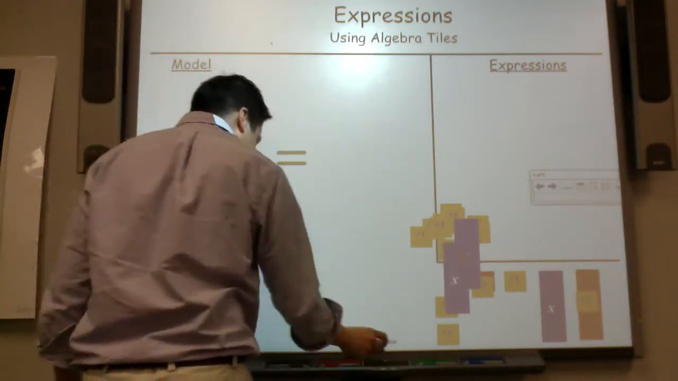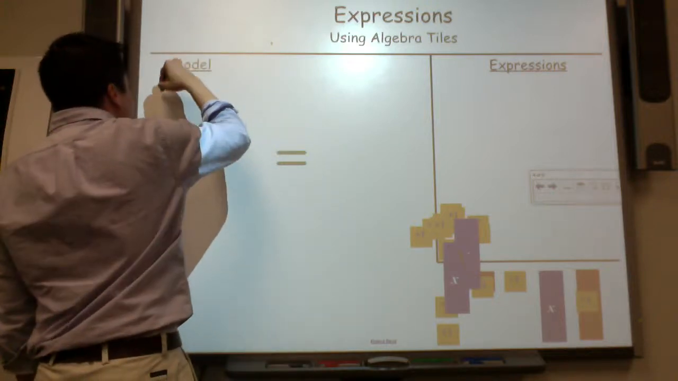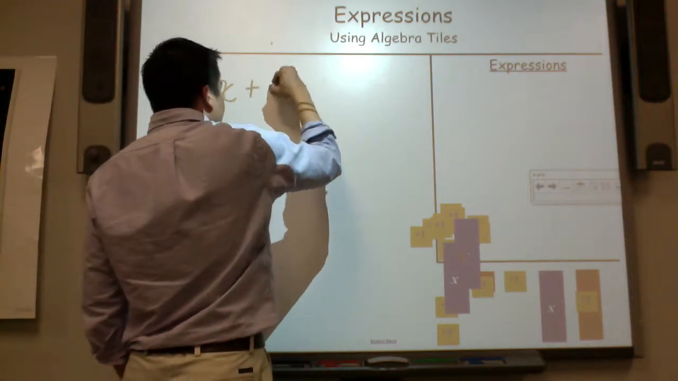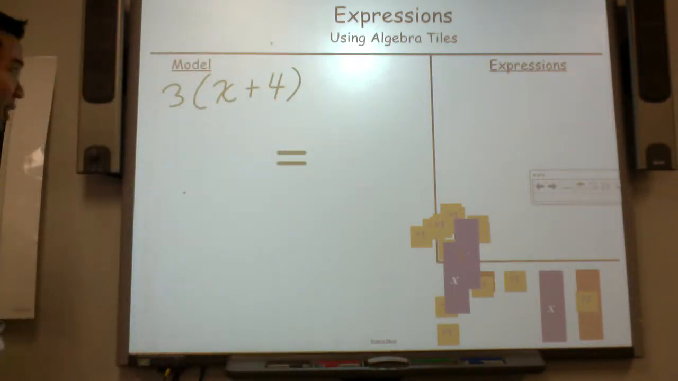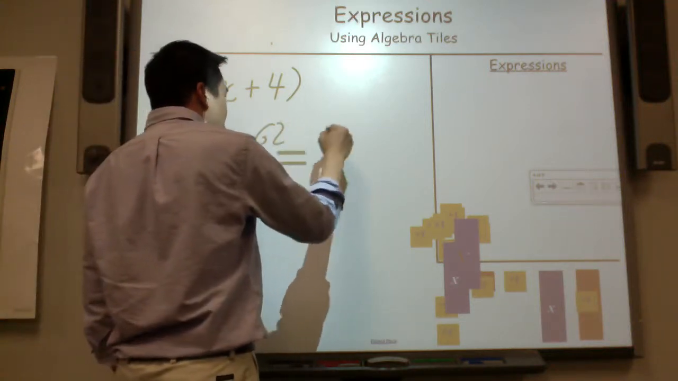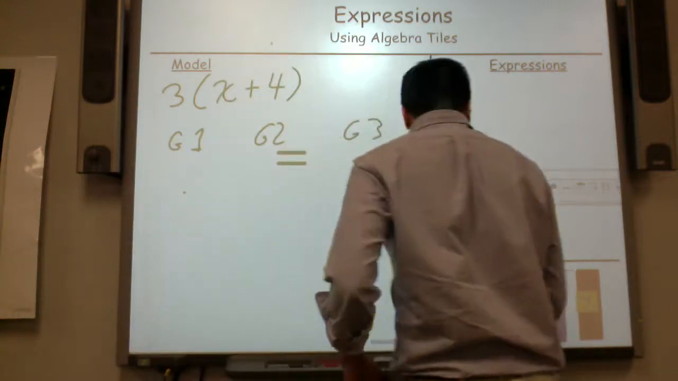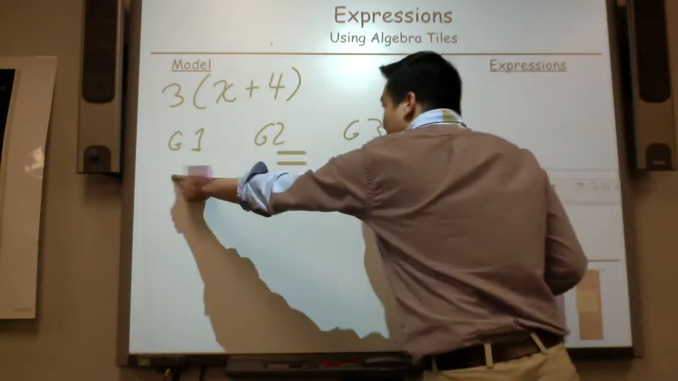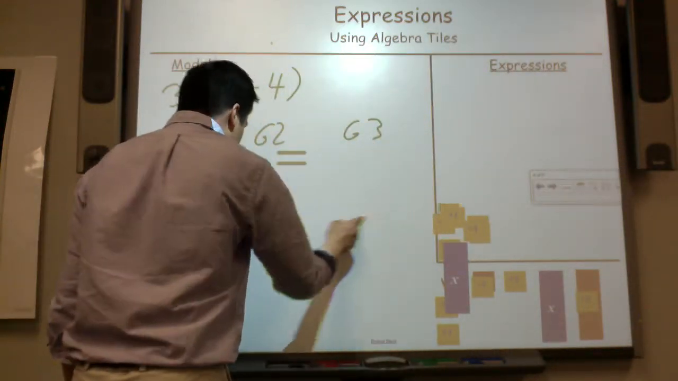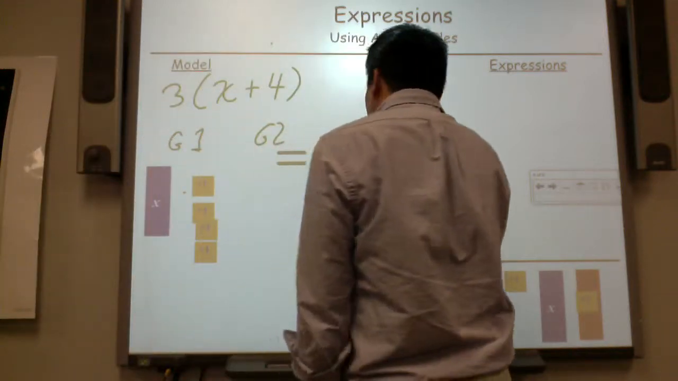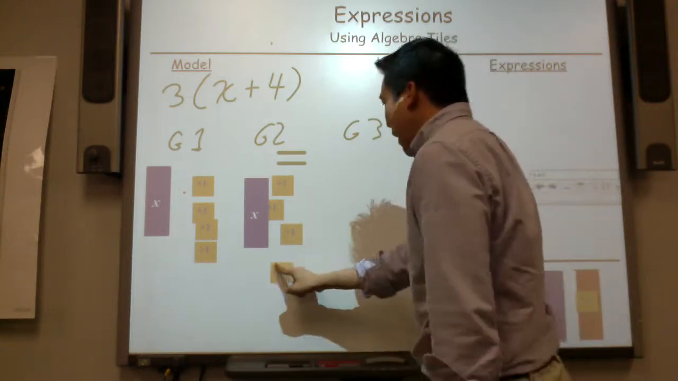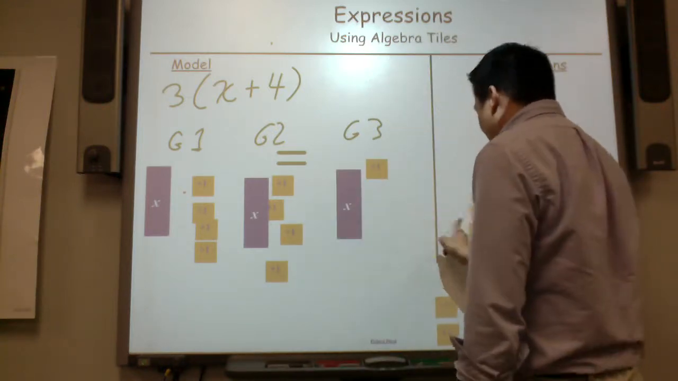Alright, so let's try this one. What happens if you have 3 groups of x plus 4? How would you represent this? 3 groups of x plus 4. So here's group 1, group 2, group 3. In group 1, we have an x with 4 units, 4 1's. In group 2, we have another. Group 2 has an x with 4. And the third group has an x with 4.